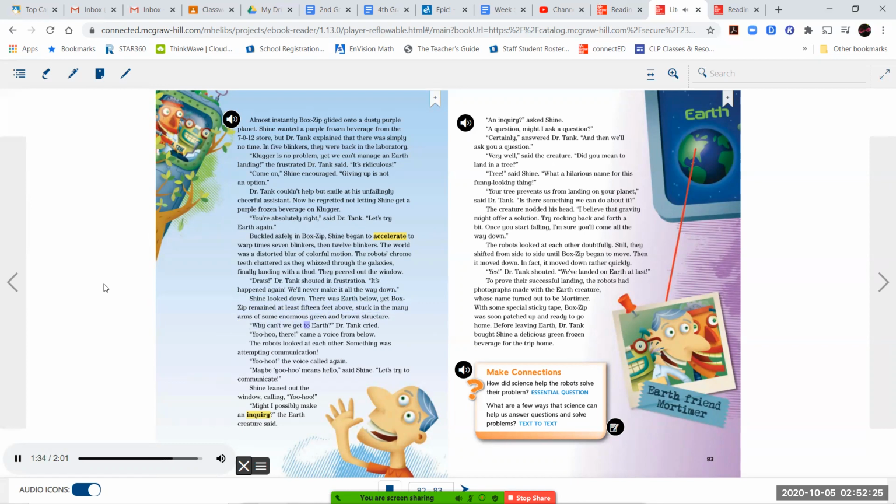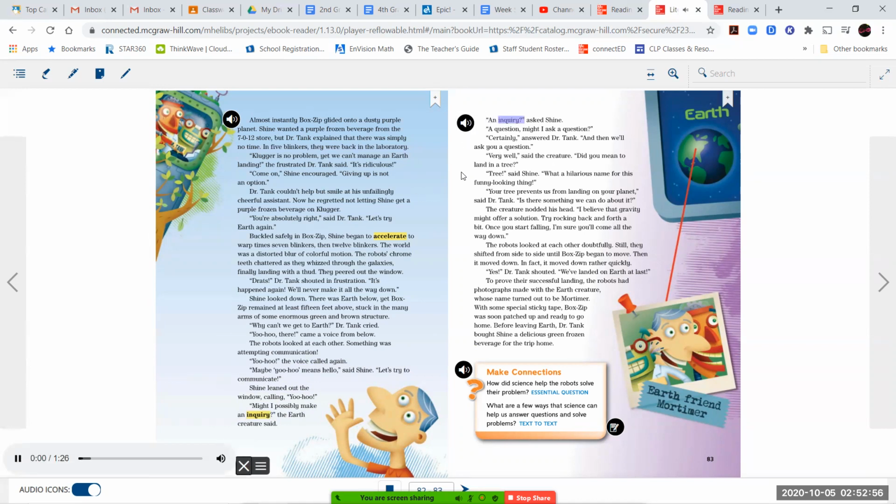"Why can't we get to Earth?" Dr. Tank cried. "Yoo-hoo there," came a voice from below. The robots looked at each other. Something was attempting communication. "Yoo-hoo," the voice called again. "Maybe yoo-hoo means hello," said Shine. "Let's try to communicate." Shine leaned out the window calling, "Yoo-hoo!" "Might I possibly make an inquiry?" the Earth creature said.